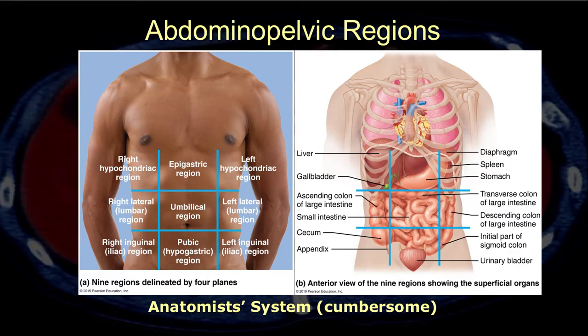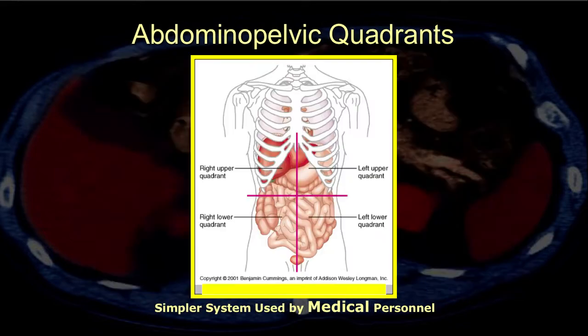Abdominal pelvic regions. So this slide right here is the anatomist system. We have this up here to show you that this is what we could have you learn, but we're not going to. Okay? So it's lovely, it's beautiful. I love those terms. The hypochondriac region, the epigastric region, they're great. Here's what you have to know. You have to know the quadrants. The right upper, the left upper, the right lower, and the left lower.